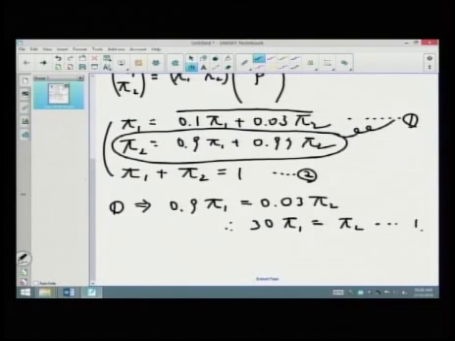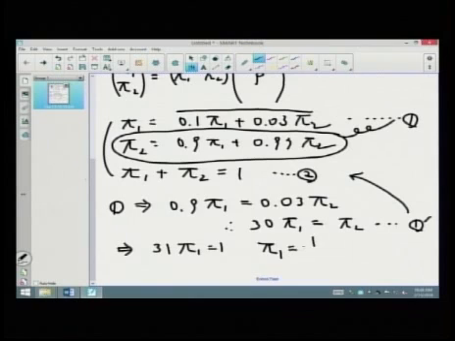So let's say this is 1 prime. Okay? And then I use this 1 prime in equation 2. Then what do we have? I'm going to have 31 pi 1 equals 1, right? So pi 1 should be 1 over 31. Is that right? Can you give me the number? What is this?